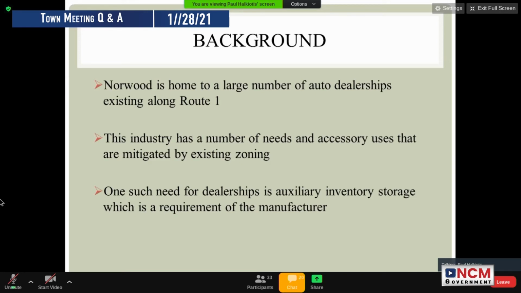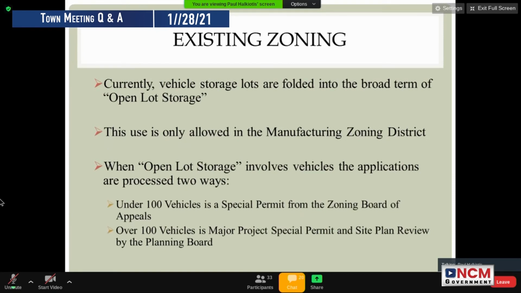As most of you know, Norwood's home to a large number of auto dealerships on Route 1. The industry has a lot of different requirements that they put on their manufacturing. And we have been experiencing the outcome from these requirements for all the dealerships to have accessory storage lots. Currently, the storage lots are part of a broad term, open lot storage, in our zoning bylaw. And it's the same regulations that would cover storing telephone poles as the regulations covering storing cars. And so we are going to create a new subsection within this area that defines open lot vehicle storage and then regulates it.